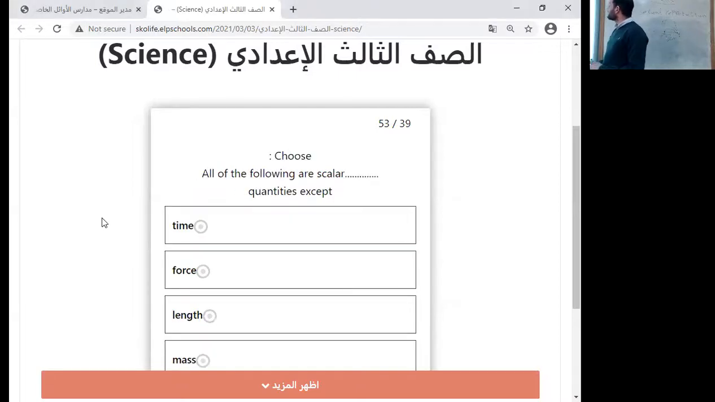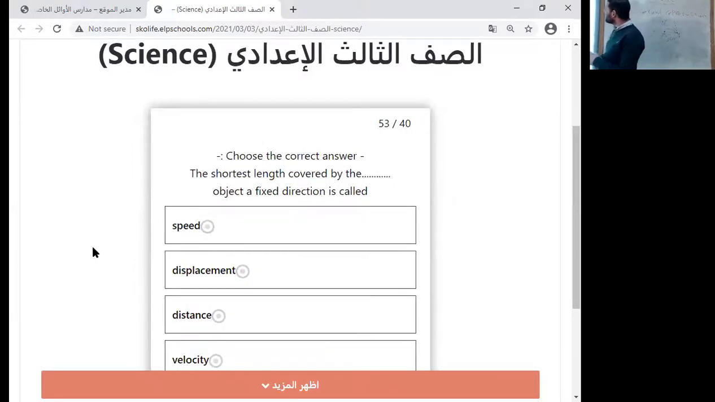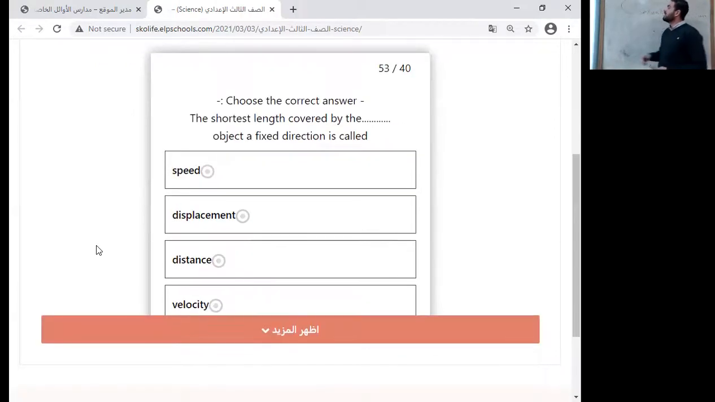All the following are scalar quantities. We have answered that before: time, force, length, mass. All of them are scalar except force. It has magnitude and direction. Second one: the shortest length covered by the object in a fixed direction is called displacement, which is the shortest length between 2 points in a specific direction. So the answer will be displacement.